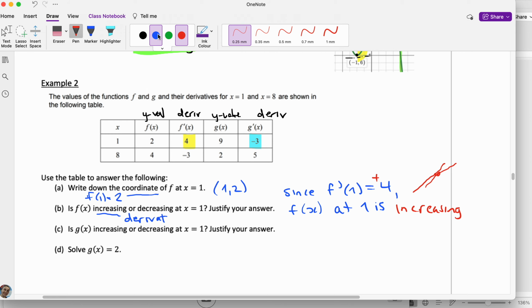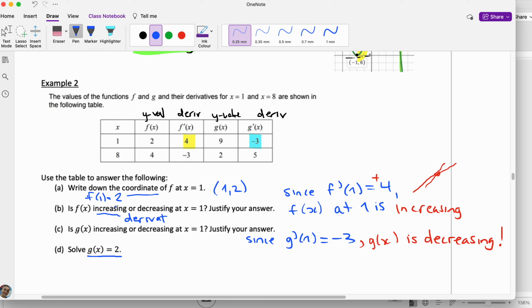Negative. So what that means is that since the derivative, remember, the slope at 1 is -3, it's negative. That means that g of x is decreasing. Okay. And so now, last part, we need to solve g of x is equal to 2.